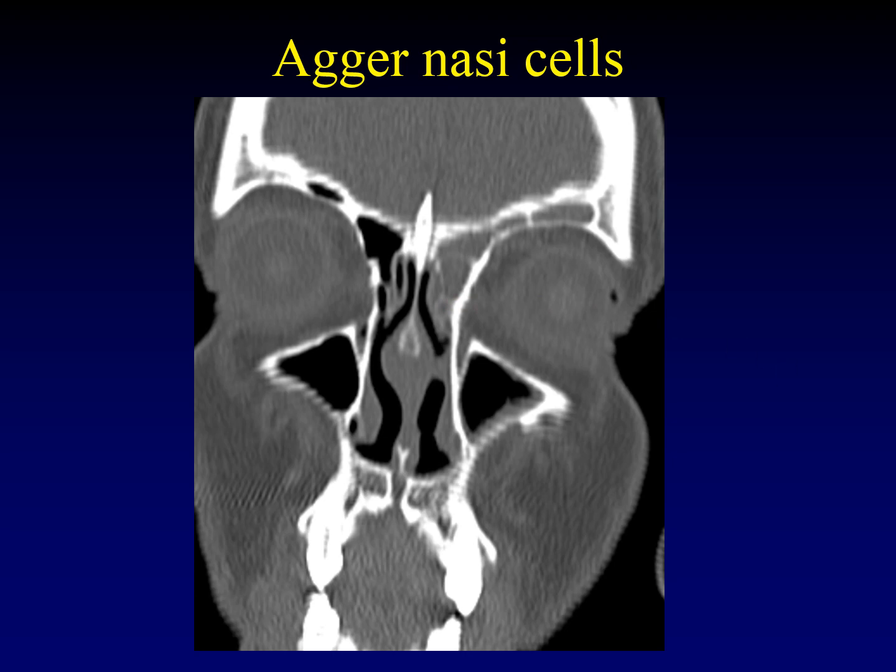So we've talked about Haller cells with respect to the maxillary sinuses, we've talked about agger nasi cells with respect to the frontal sinuses, and we've talked about Onodi cells with respect to the sphenoid sinuses.